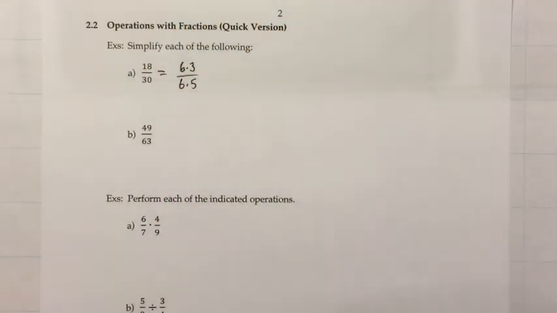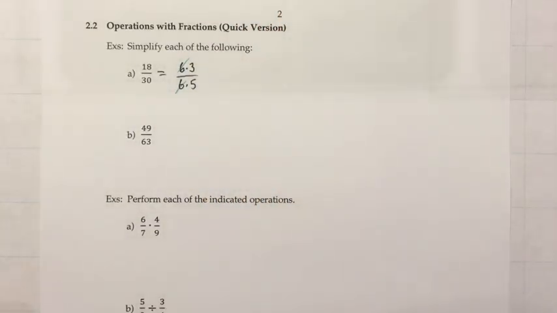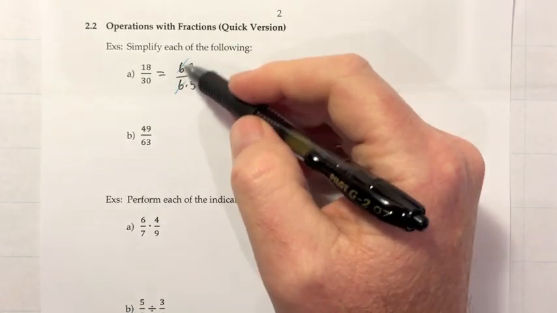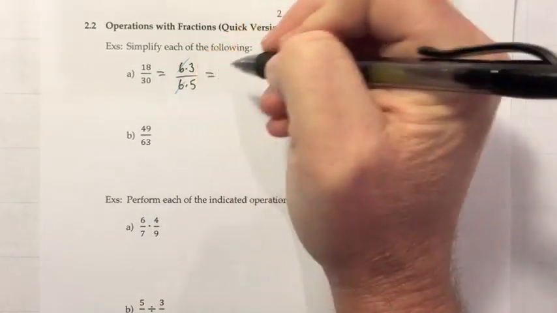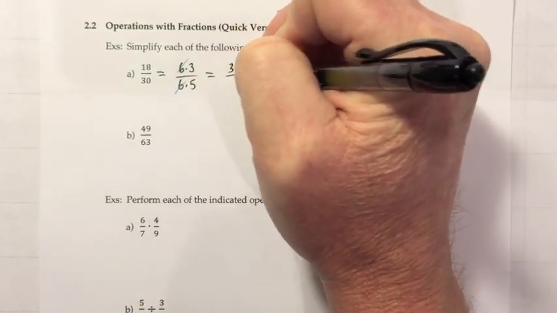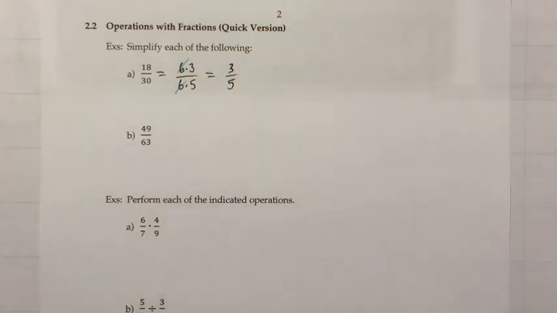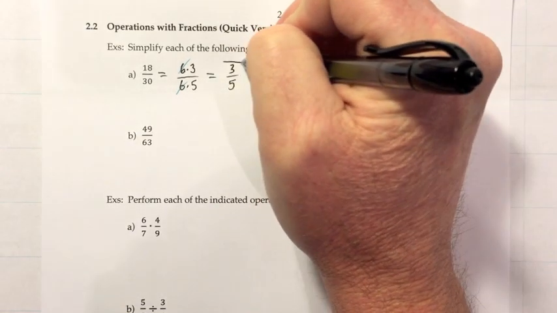But 6 over 6 is 1, so having that in there as a multiplier doesn't affect anything. 1 times anything is that thing. So when you get a factor that's the same top and bottom, you can reduce it or simplify that out, divide it out, we often say. So we end up with 3/5.